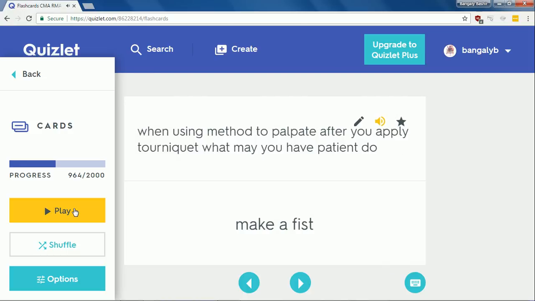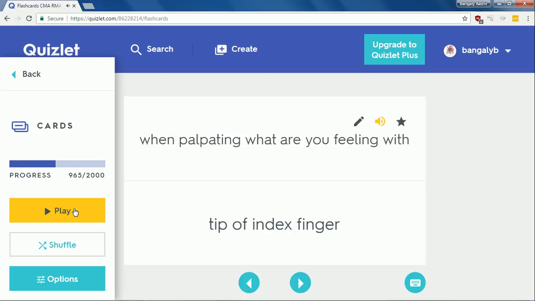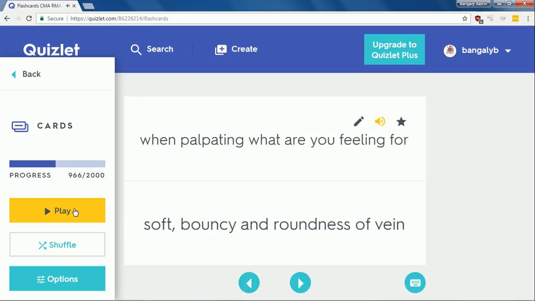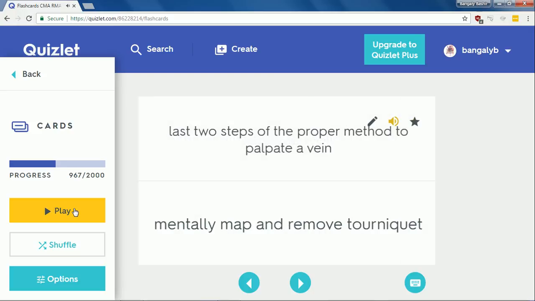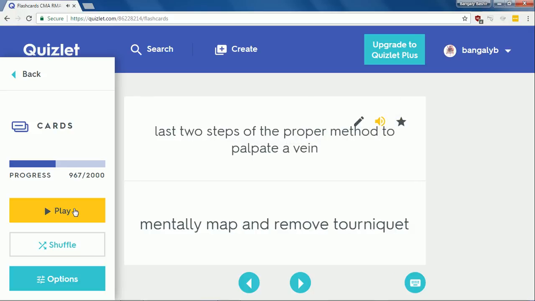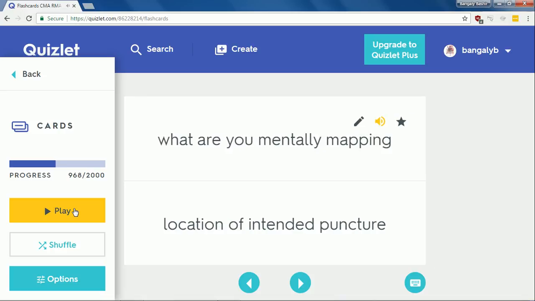When using method to palpate after you apply tourniquet, what may you have patient do? Make a fist. When palpating, what are you feeling with? Tip of index finger. When palpating, what are you feeling for? Soft, bouncy, and roundness of vein. Last two steps of the proper method to palpate a vein. Mentally map and remove tourniquet. What are you mentally mapping? Location of intended puncture.